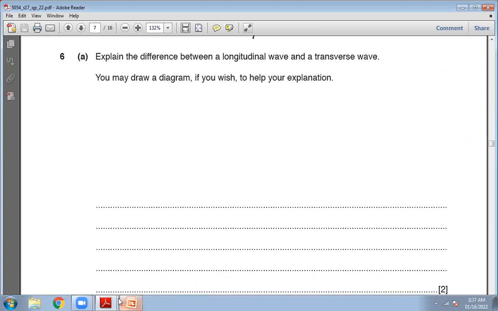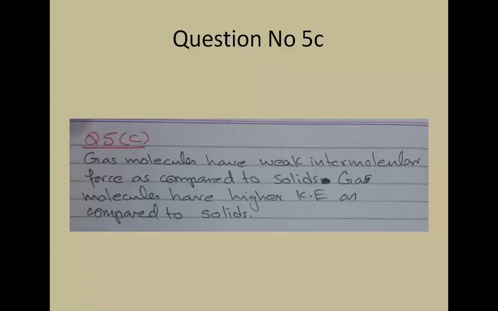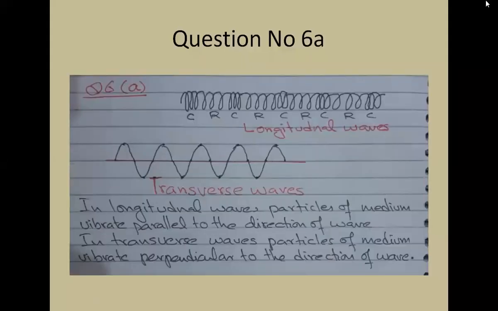So let me show you my answer. I have tried to write this answer. Okay, so here you can see I've tried to show a longitudinal wave in a Slinky. So compressions, rarefactions, compressions, rarefactions, compressions, rarefactions. So this is a longitudinal wave. And here we have shown a water wave, which is a good example of the transverse wave. It has crest and trough, crest and trough. So this is the mean position of the wave. In longitudinal waves, the particles of the medium vibrate parallel to the direction of the wave. In transverse waves, the particles of the medium vibrate perpendicular to the direction of the wave. So this is the answer.